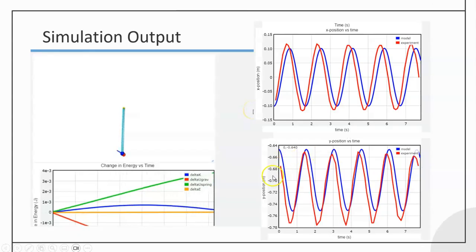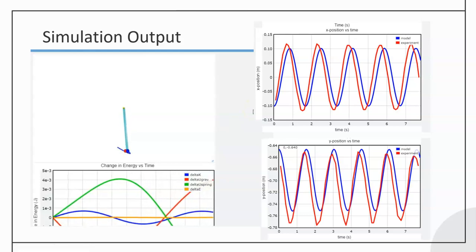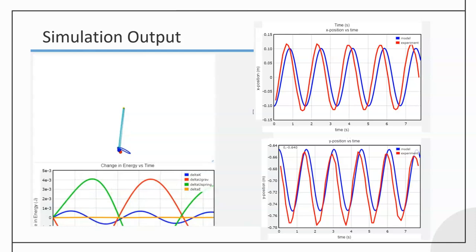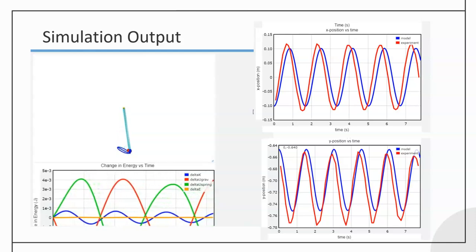Now onto the data analysis. So this is the simulation on the left-hand side, and then what we output was on the right. The data in the red is going to be the experimental data that we observed, and the blue is going to be the model.